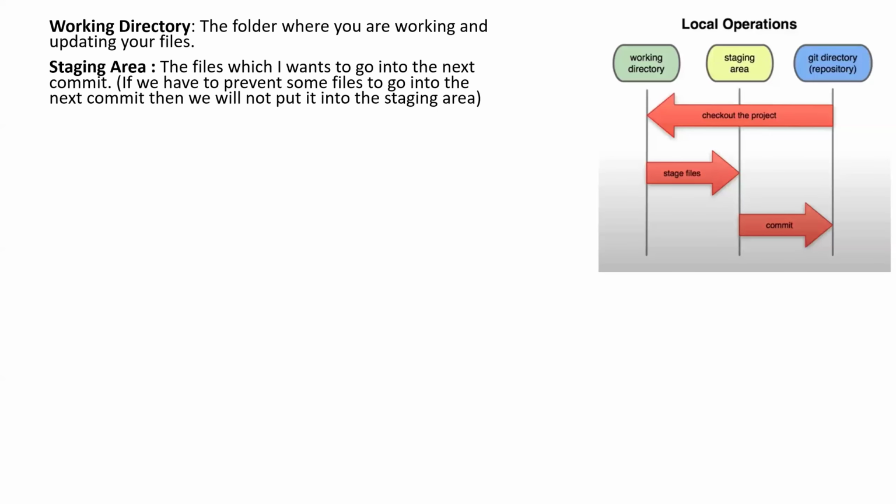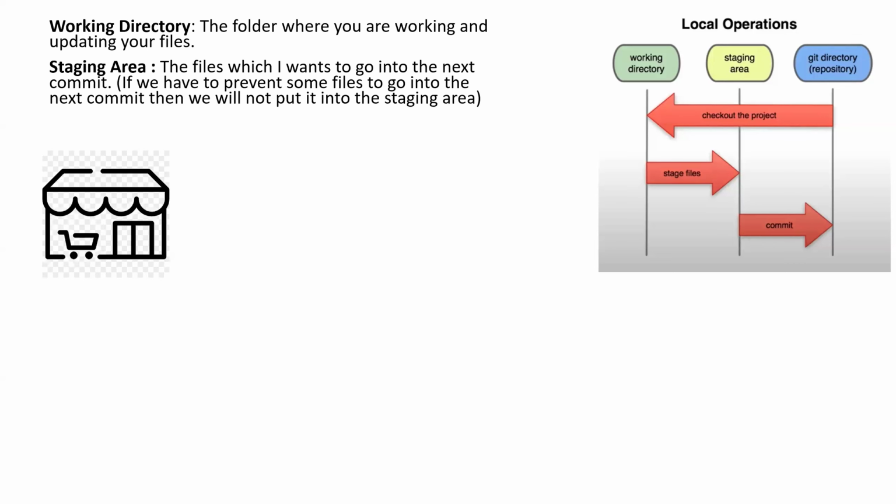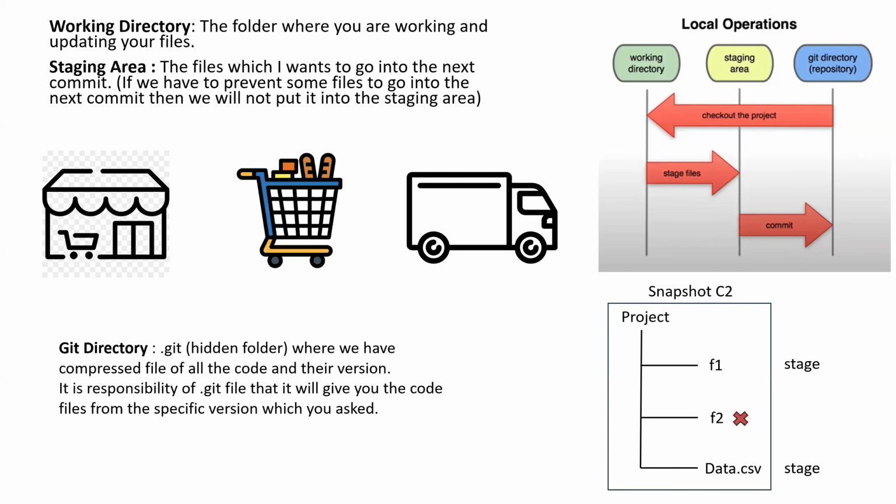Yesterday we discussed the working directory, which is your current working folder, the basic Windows Explorer. Then we had the staging area, which is that particular area where we move our files when we have to push them to the final commit. Similarly, we discussed the Git directory, which is basically a hidden .git folder where we have a compressed copy of all the code and their versions. It is the responsibility of Git to give you the code files from the specific version. All these things we discussed in detail.